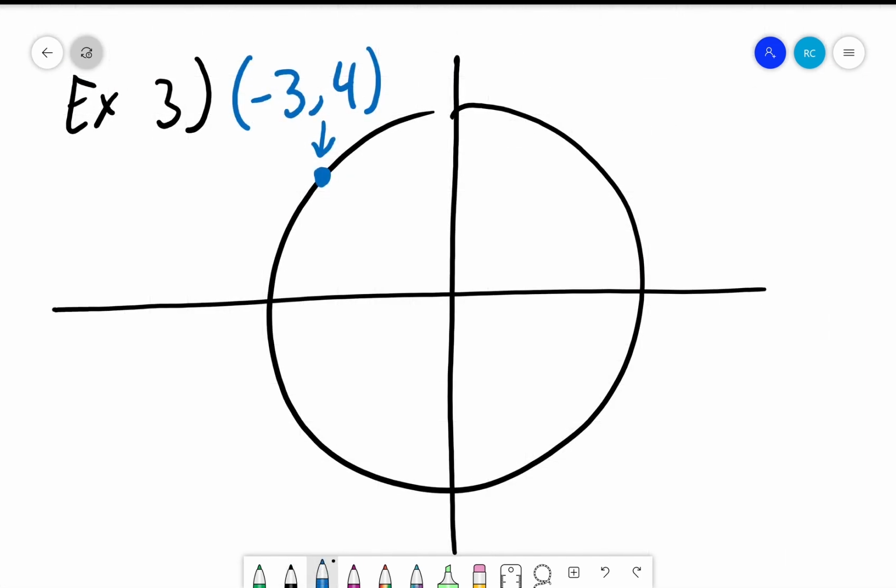In example 3, we still have a circle that is centered at the origin, but we don't know what its radius is. We only know that one of the points on the edge of the circle is -3, 4. So we already know that the x squared plus y squared part is going to stay the same because this is centered at the origin, but we need to know what's the radius. Once we know the radius, we can write this out.